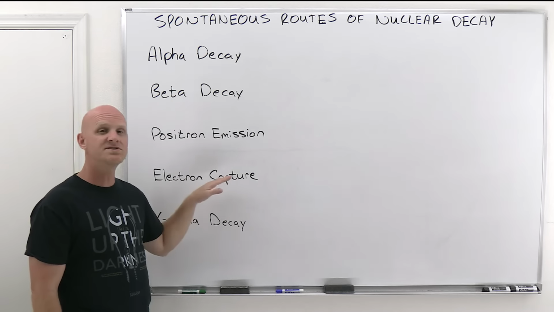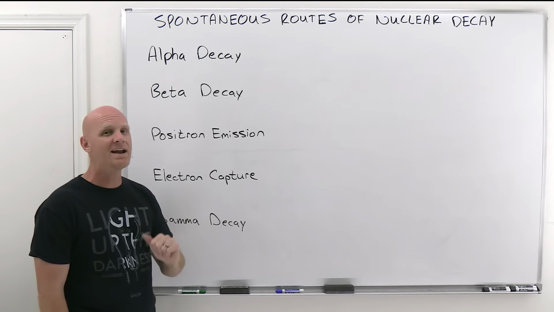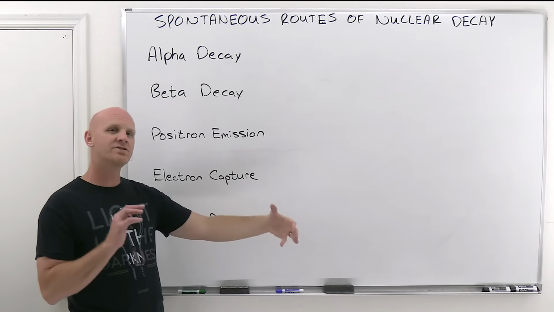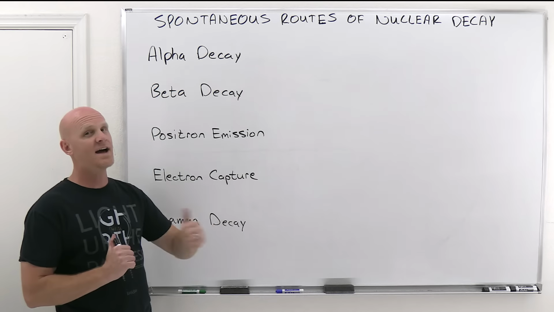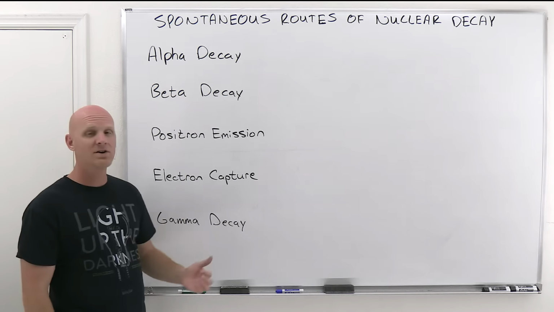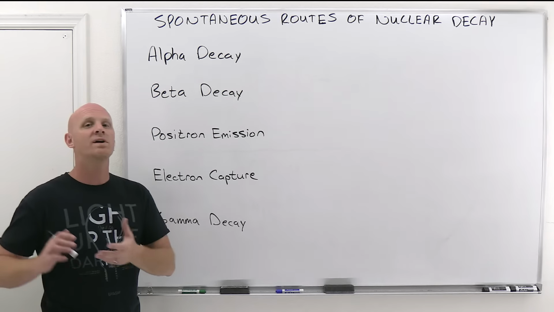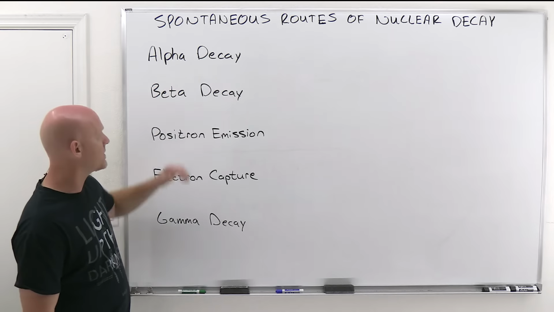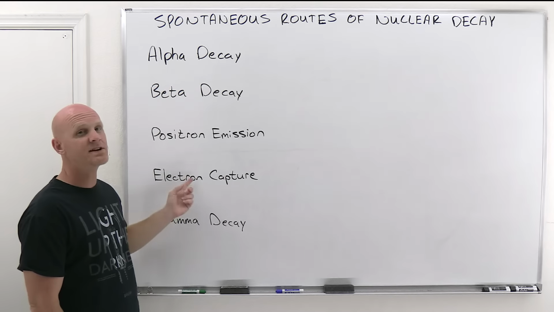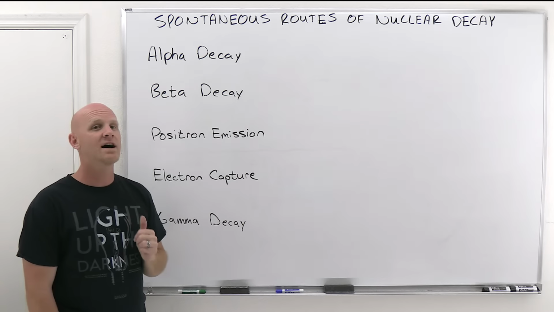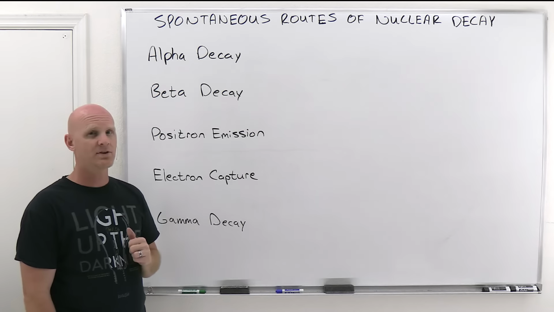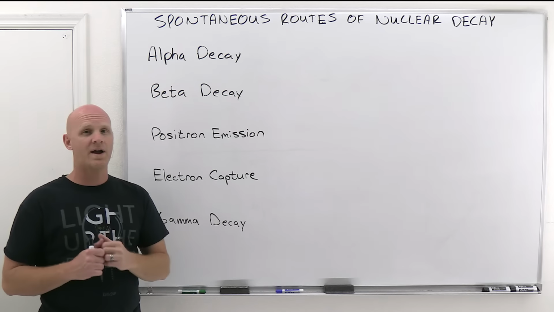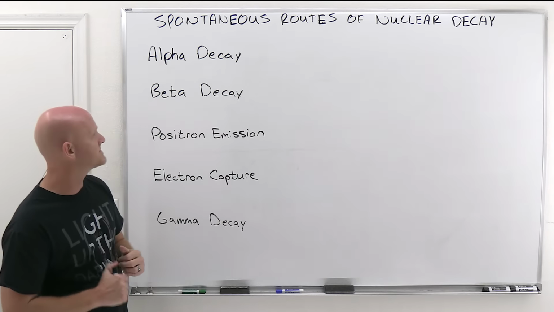Electron capture, though, does not involve the emission of anything. It's where an inner core electron actually gets sucked into the nucleus, not ejected out of it. And then finally, gamma decay could also be called gamma emission, where a gamma ray is emitted from the nucleus. So 4 out of the 5 are emissions. Electron capture is the only one that is not an emission. We'll see what that looks like from the reaction perspective when balancing the reaction.